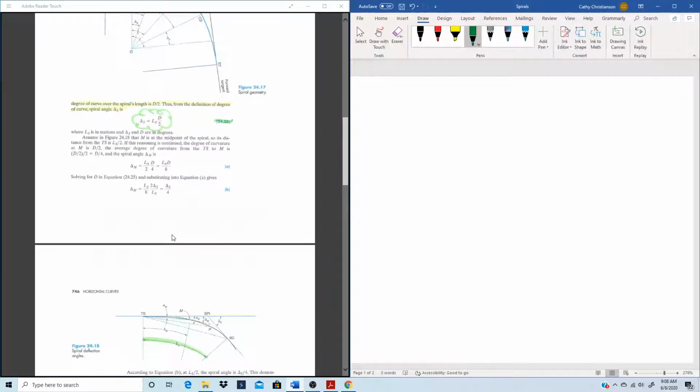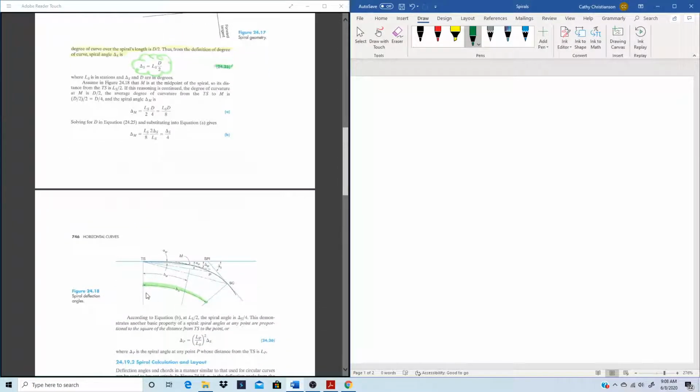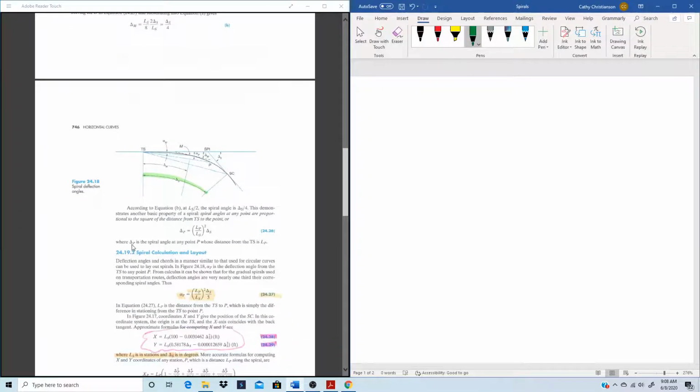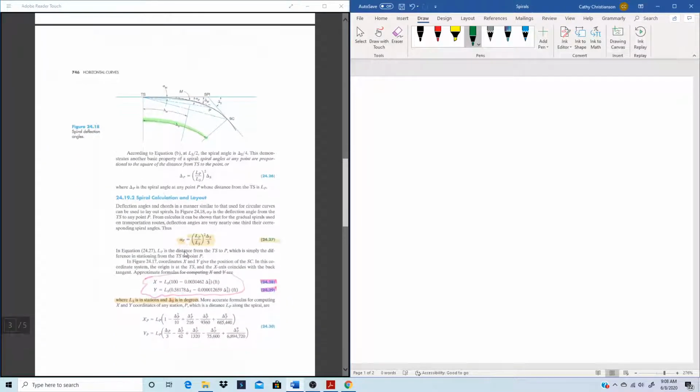Now I'm going to go ahead and skip down, and here's theta S again for you, so it kind of lets you know what's going on. Alright, so if we're trying to lay out the curve, there's a couple of things we're going to need. We're going to need equation 24-27, which would be the length to the point, and I'll show you how to do it later on. So it would be your Lp over the length of your spiral squared. And then if you solve for theta S, that would be theta S in degrees divided by 3. So we'll come back and use that one in just a minute.